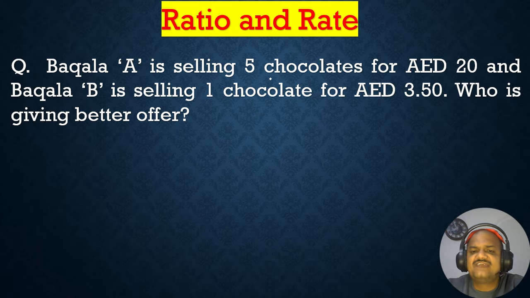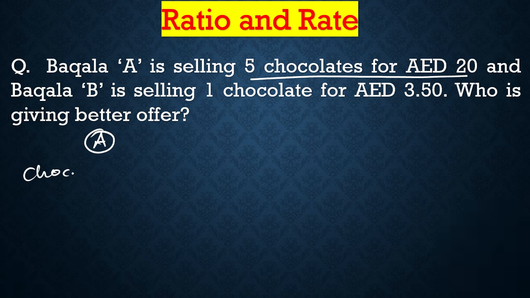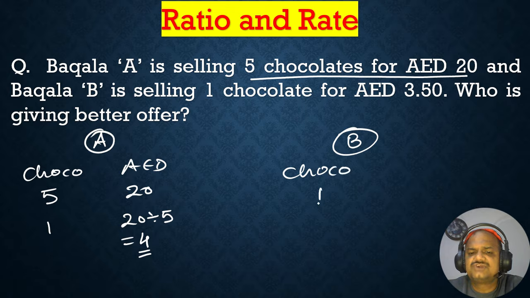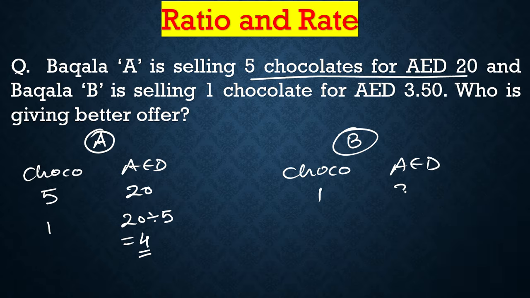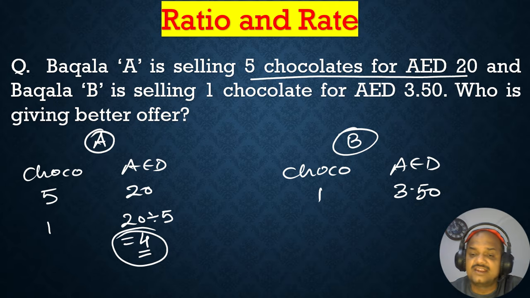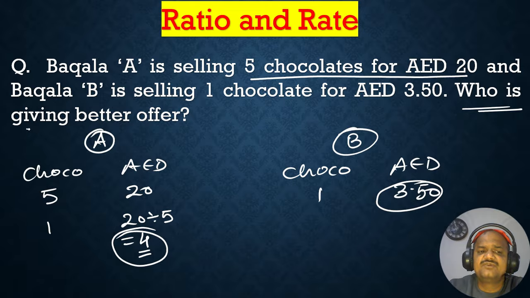Bakala A is selling 5 chocolates for 20 dirham. So this is for A, chocolates and dirham. 5 chocolates for 20 dirham. So how much for one chocolate? It will be 20 divided by 5, which means 4 dirham for one chocolate. And what is Bakala B offering? It is offering one chocolate for 3.50 dirham. So you see Bakala A is taking 4 dirham for one chocolate and Bakala B is taking only 3.5 dirham for one chocolate. So who is giving you the better offer? Bakala B is giving you the better offer.